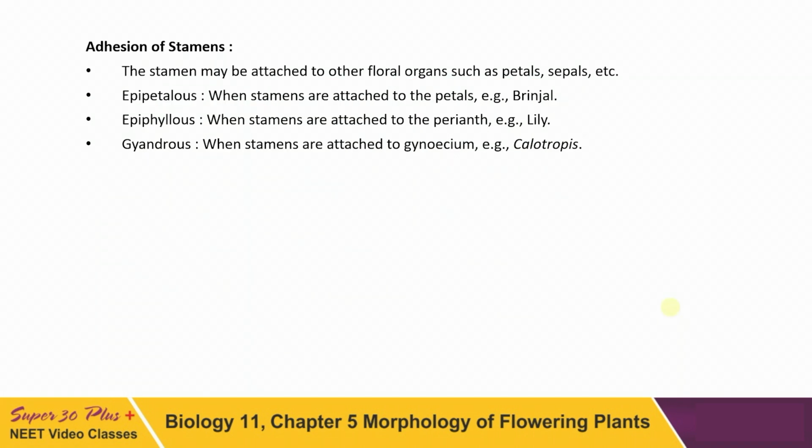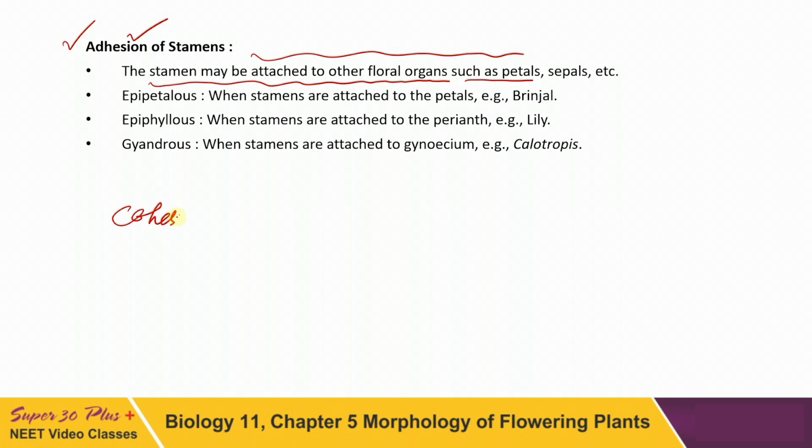After this length, we have to see adhesion. Stamens may be attached to other floral organs, such as petals. Stamens are not attached to stamens. Stamens are attached to other floral organs, then that condition is known as adhesion. When the stamen is attached to stamen, that condition is known as cohesion.